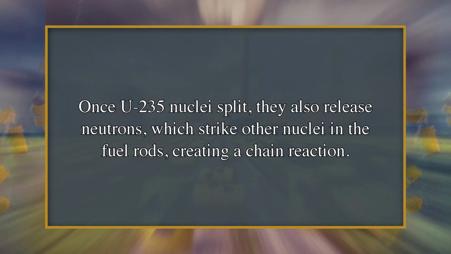Over 400 different fragments can form during uranium fission. Many of them are highly radioactive. Once uranium-235 nuclei split, they also release neutrons, which strike other nuclei in the fuel rods, creating a chain reaction.